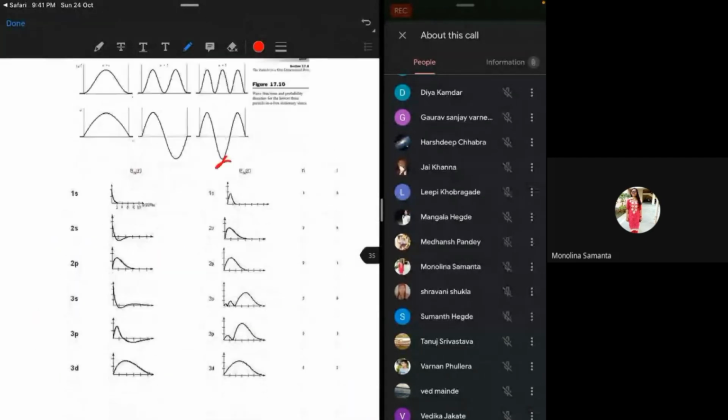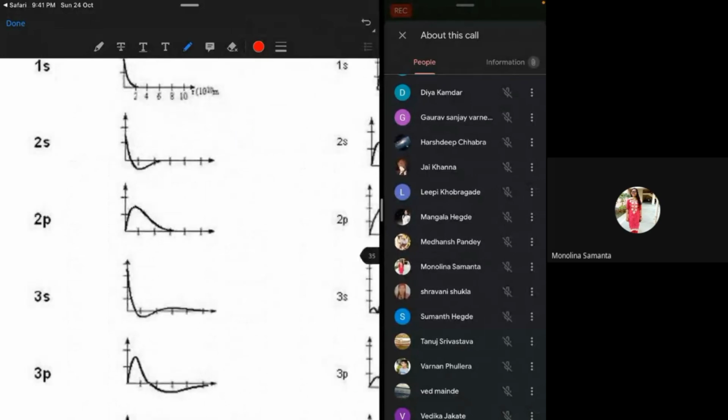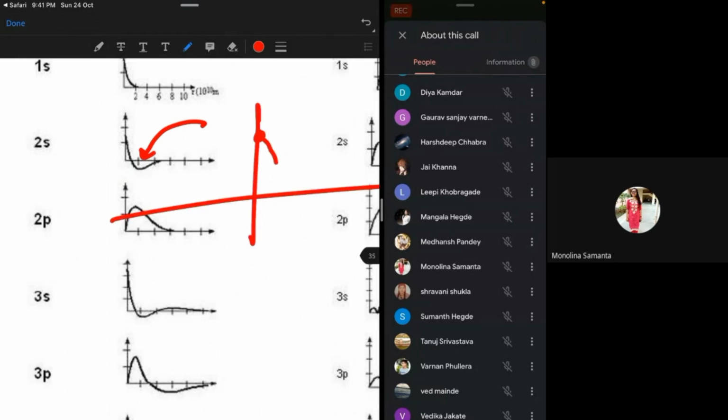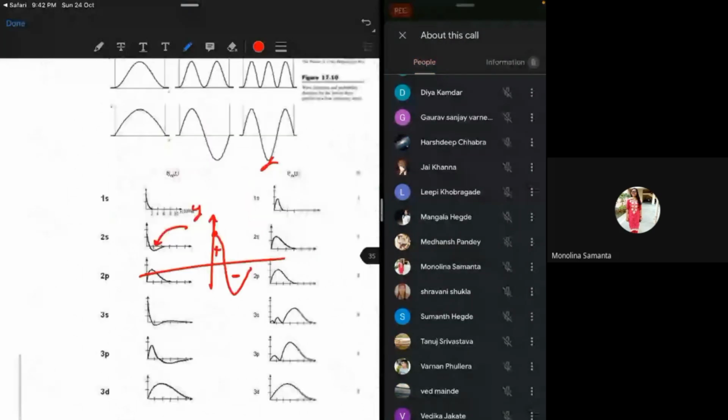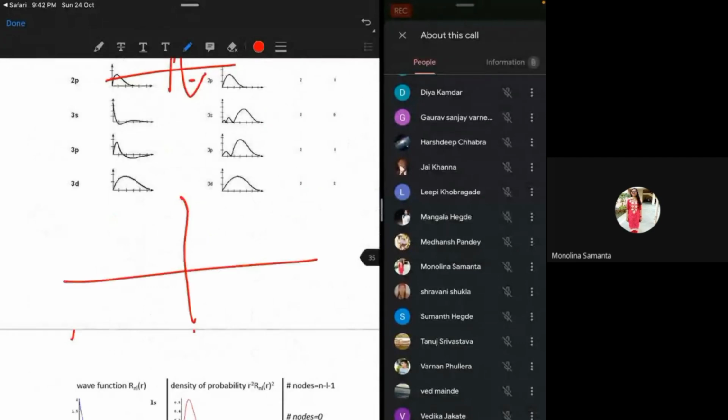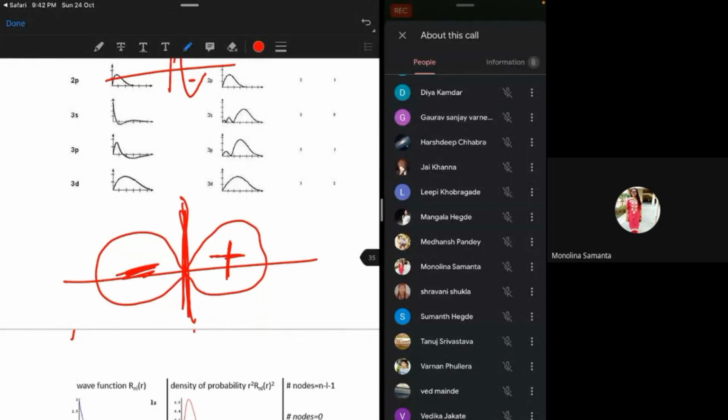Now let me tell you what is a node. Node is this. Node is the point where the wave function changes its sign. So this is the y-axis, right? Here it was plus, here it was minus. This question is very important and might come in the exam. You have a p orbital, and you say this lobe is positive and this lobe is negative. What does this mean? This simply means that there is a node, because there is a sign change.